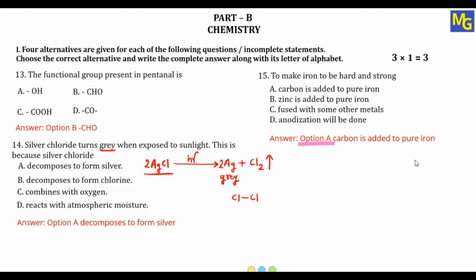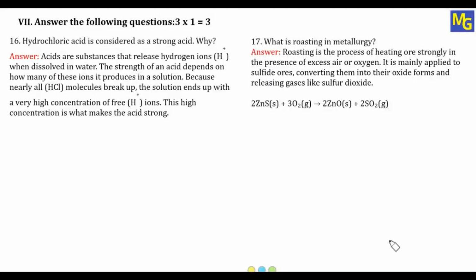So these were three multiple choice questions from this part B chemistry. Now we'll move on to theoretical questions on the next page. So now we'll start with the next question. Answer the following questions. We have to answer 3 questions, and each question carries 1 mark. So in total we are going to get 3 marks from this section.